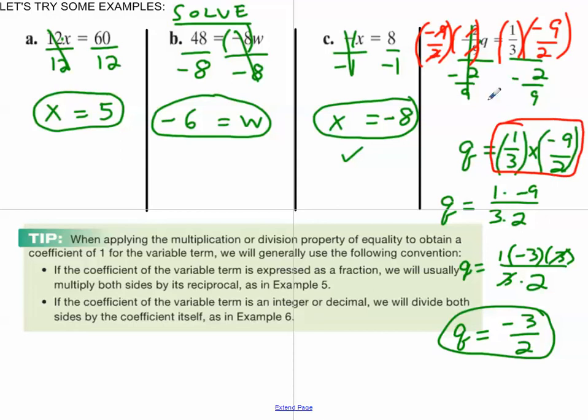So your choice, if you see a fractional coefficient, is to either divide by the fraction or multiply by its reciprocal. Either way, you get to the same spot. Q equals negative 3/2, because this fractional multiplication is the same as that fraction there. And essentially that's what this tip says down here. Okay, there's properties of equality for multiplication and division.